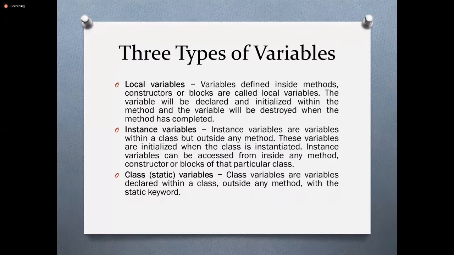Right? The accessibility and applicability of instance variables apply to the entire class. You can use the variable anywhere within the declared class. Then the third category is class or static variables. These are variables declared within a class outside any method, but the difference is that they are declared with the static keyword. Right? Those are the three types of variables used in Java programs.